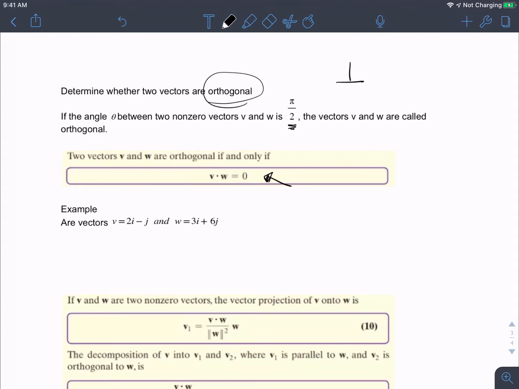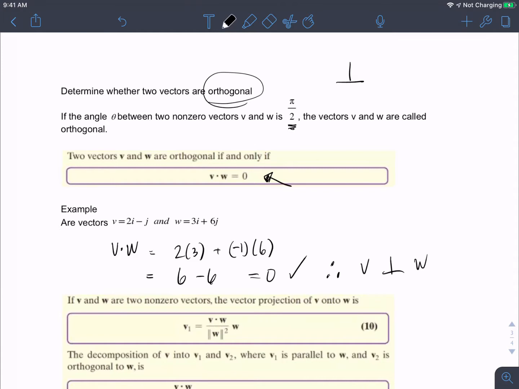So in this example here with v and w, we can do the dot product. So we can go v dot w, and we're going to get 2 times 3 plus a negative 1 times 6, and that's going to give us 6 minus 6, which is in fact 0. That's exactly what we needed to see from the dot product. So therefore, v is perpendicular to w.